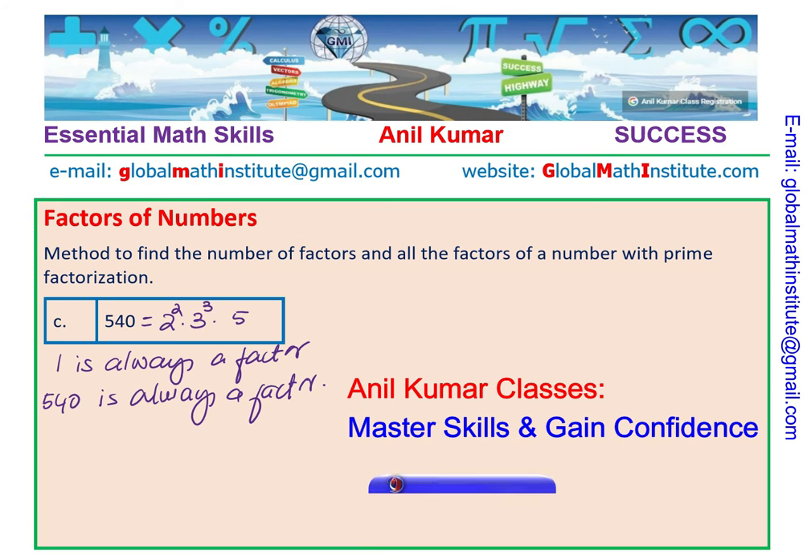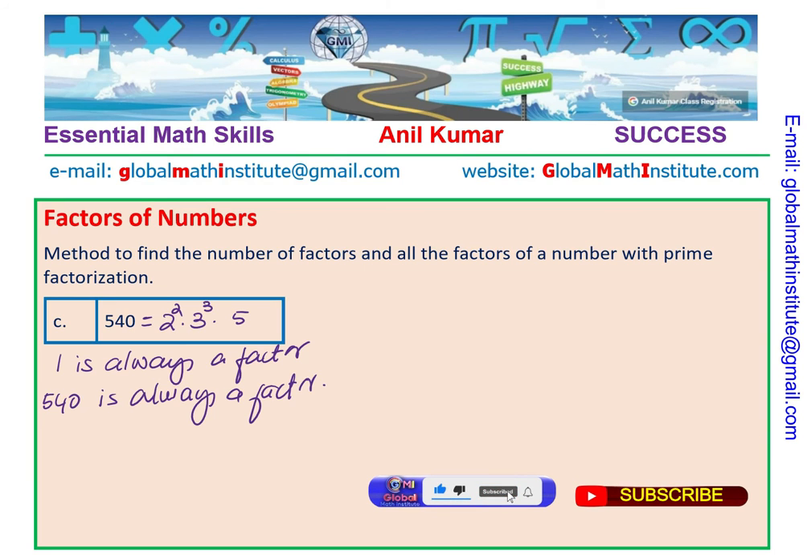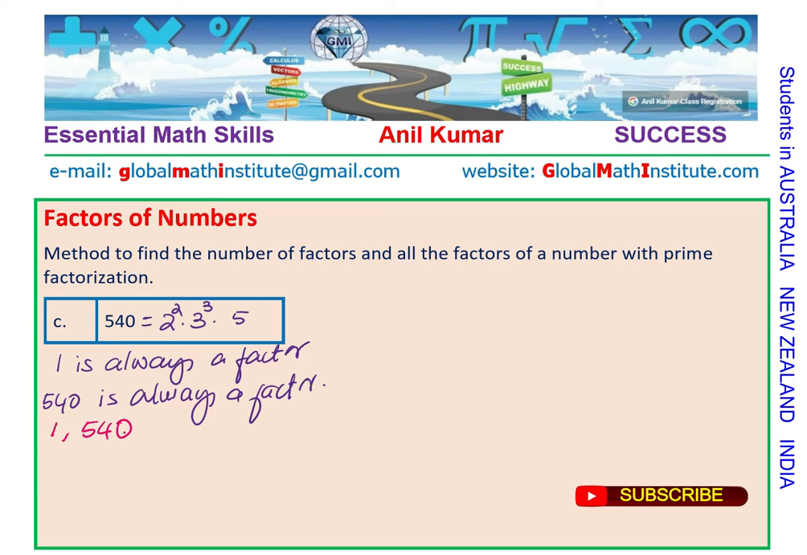That means you multiply them all, you get 540. Now, we have decided that 1 and 540 is done for us, right? So we have 1 and 540. Now let's look into the other factors. Okay, so let's see this strategy. Let's begin with 2 first.